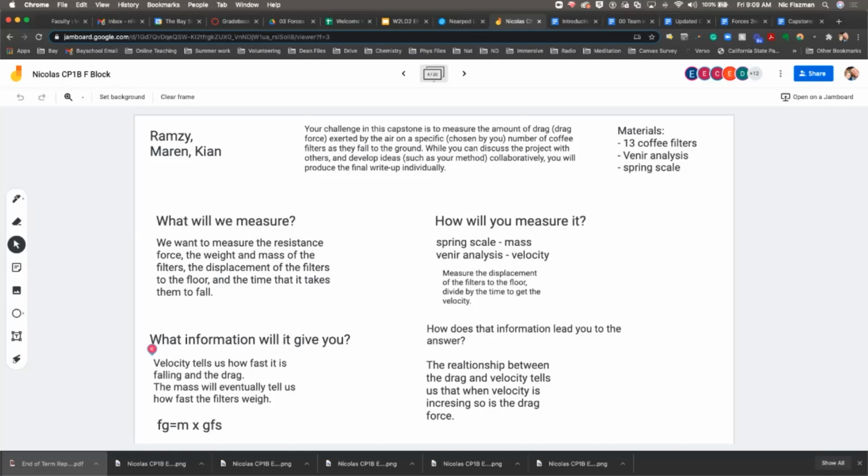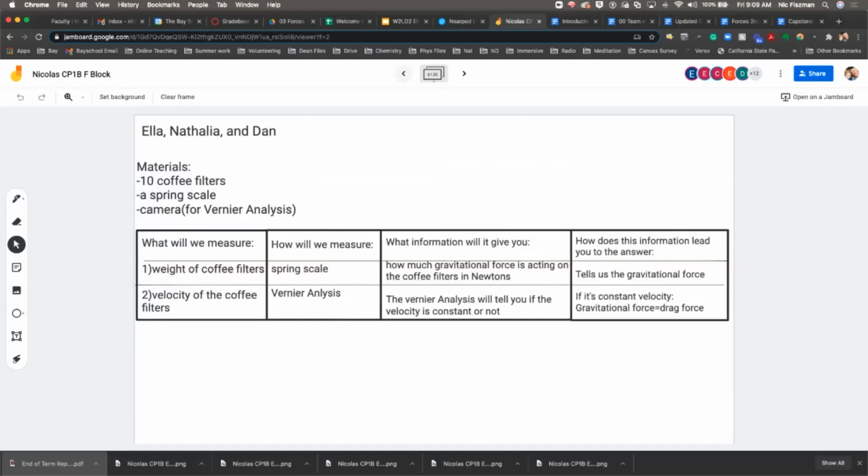Okay, so a pretty different approach, right? The first group measured, if I remember correctly, mass, weight, and the speed, and made a statement about if the speed is constant, then the drag equals the weight. This group says they're also going to measure the mass and the weight. They're going to measure how long it takes to fall and the displacement. And then they're making a relationship between the drag and the velocity. Okay, so that's a slightly different way of thinking about the problem.